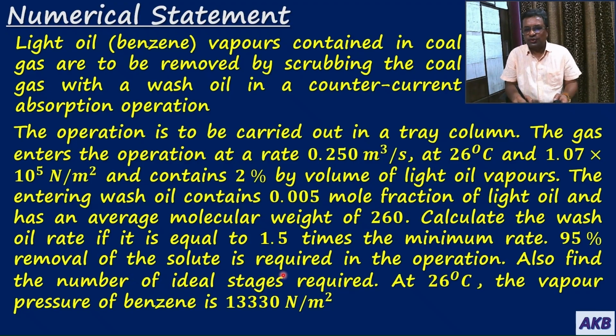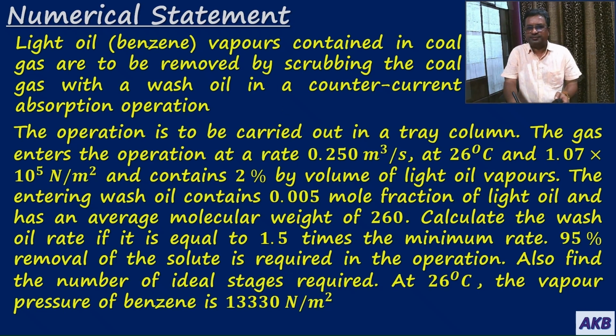95% removal of the solute is required in the operation. So 95% of whatever benzene vapors are present in the coal gas are to be removed, to be absorbed. Then we are also supposed to find the number of ideal stages that are required in the operation. They have given us the vapor pressure of benzene at 26 degrees Celsius. It is 13330 Newton per meter square. So with this information, let us solve the numerical.